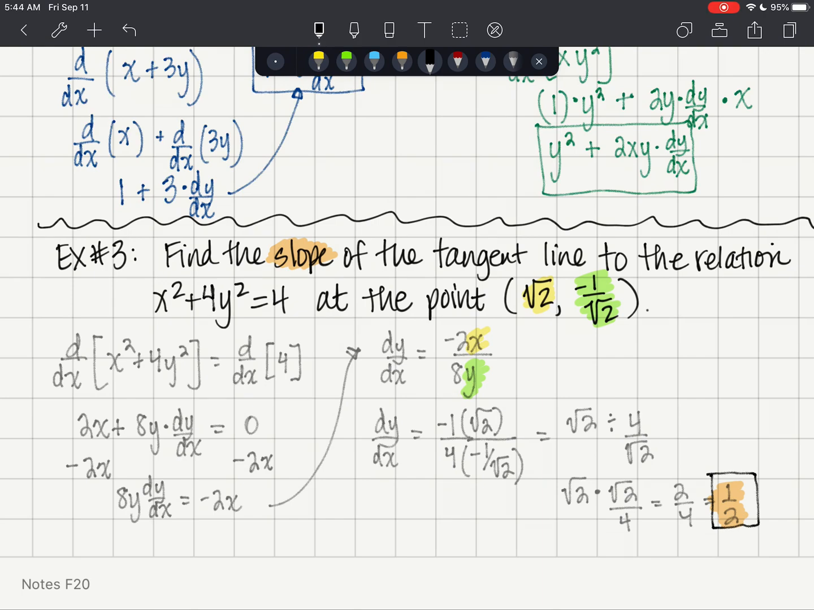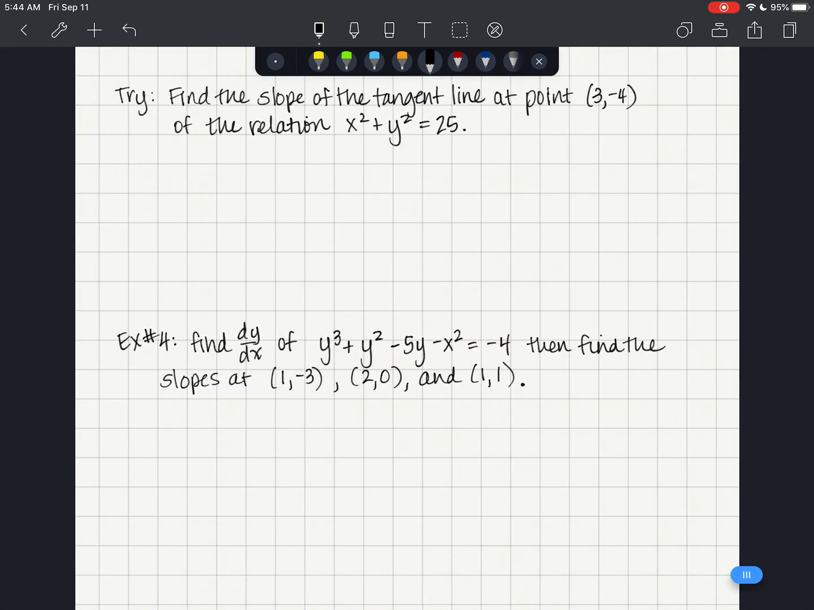If I needed to write the equation of the tangent line, I'd have to go one step further and use that point and slope and write my equation. Here's one for you to try. 9 plus 16 is 25, so (3, -4) is a point that is on the relation x squared plus y squared equals 25, which is a circle, not a function. Go ahead and find the slope of the tangent line, and then come back and check your answer.